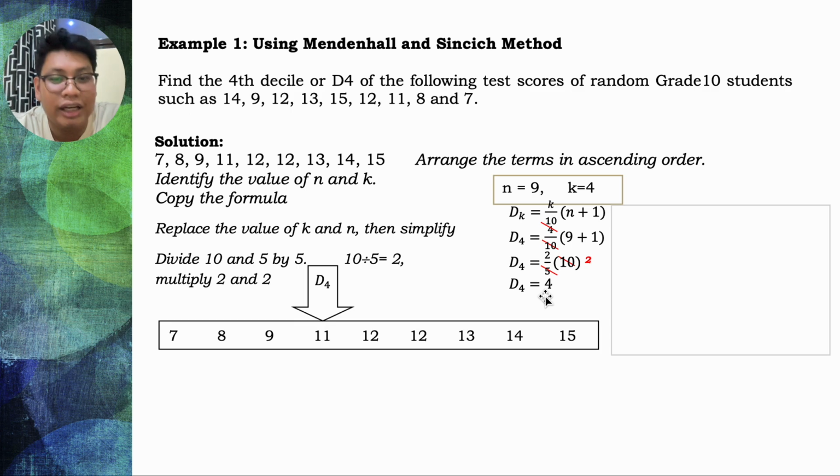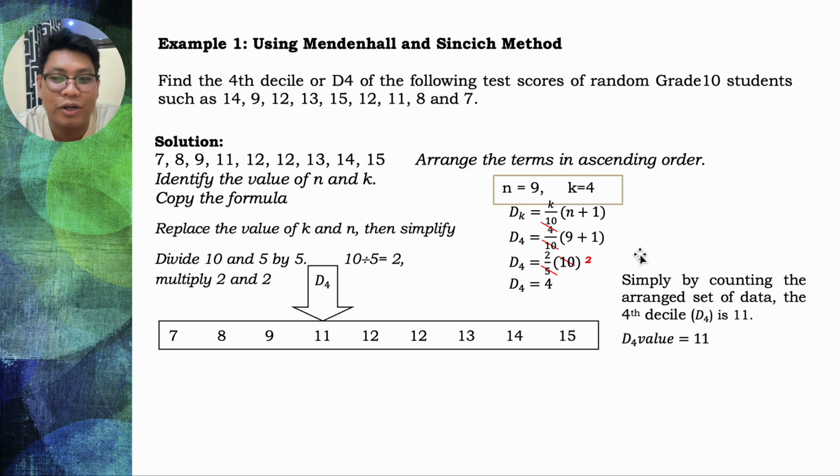Again, the value of 4 here is not the value of the decile 4, but the place of decile 4. So, in order to find the decile 4, you need to look for the fourth place, fourth position in the data. So, 7, 8, 9, 11. 11 is the fourth data. So, that will be the value of our decile 4. So, simply by counting the arranged set of data, the fourth decile or D4 is 11. So, D4 value is equal to 11. Again, guys, do not misinterpret the value of D4 and D4 value. D4 is just the position. D4 value is what we are looking for. So, D4 value is equal to 11.